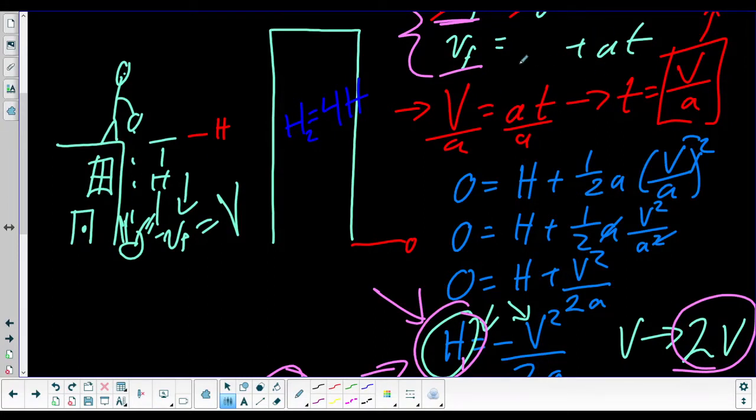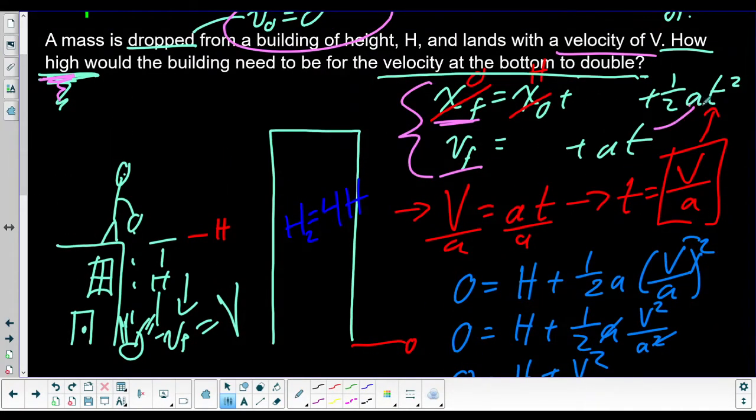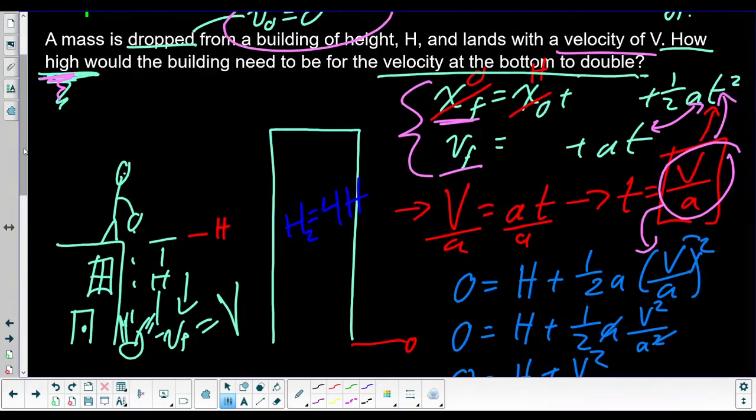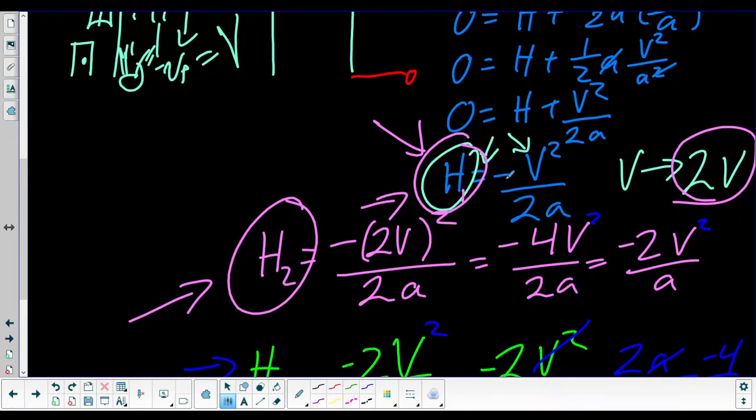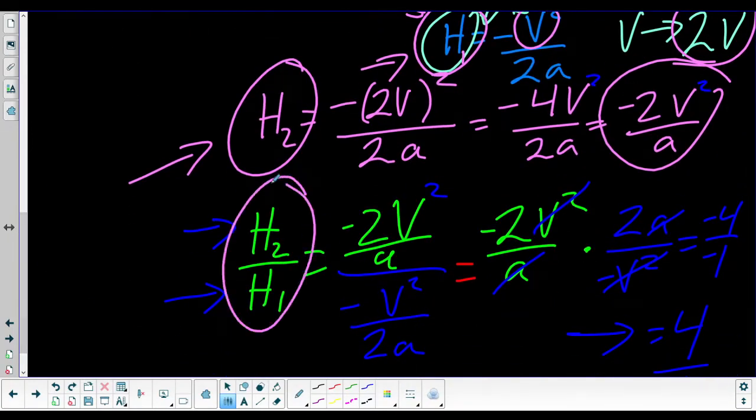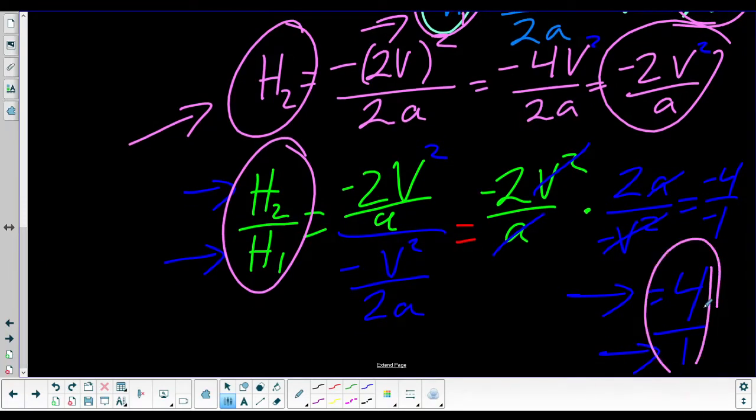The way we did that was we took this equation, found the connecting variable, t, isolated the t, then plugged this into t in the other equation. Okay. Once we had that, then we took this equation, we replaced the variable with the new value, we simplified it, and then we set up a ratio of the two equations, simplified, and then that gave us a ratio of the two heights.